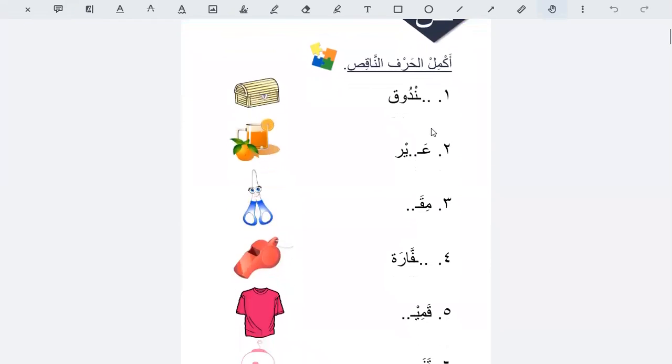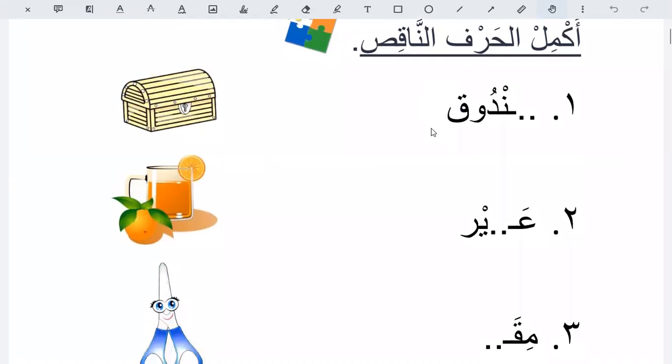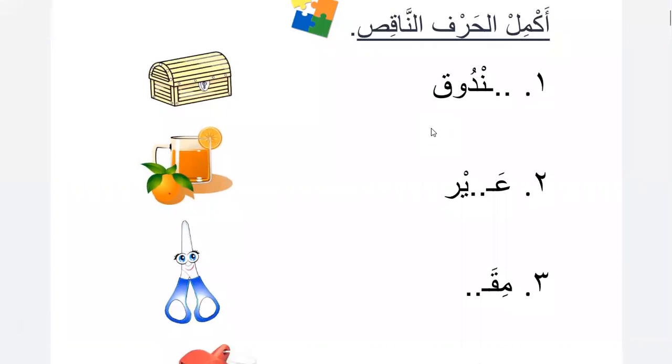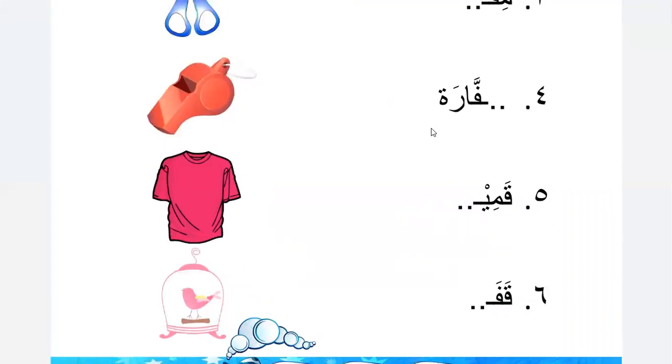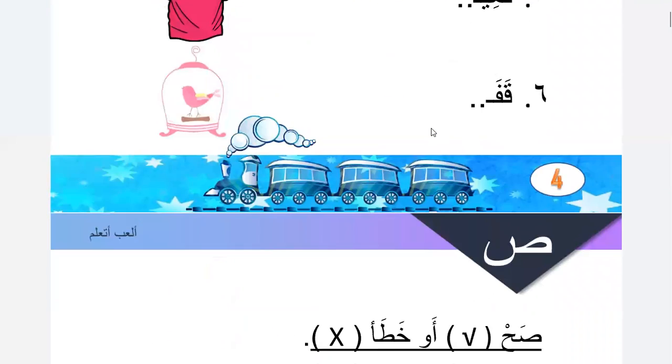Complete the missing letter. Latifa. Sunduk, box. Good. Asir, juice. Miqas, scissor. Riyan. Safara. Kameez. Shirt. Kafas. Kameez, shirt. Kafas, cage. Good.